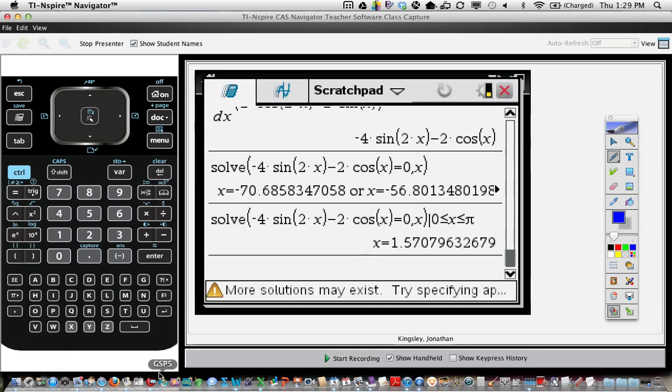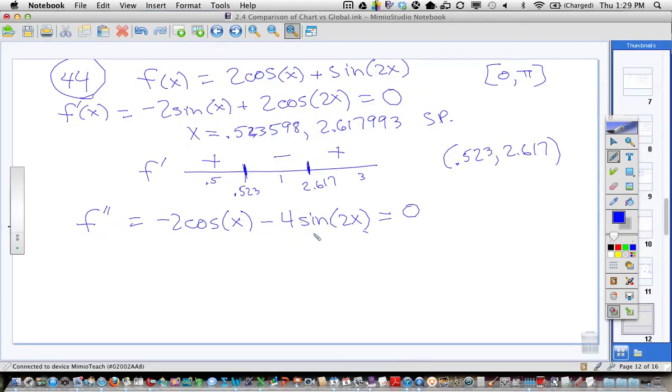Okay, so we only get one solution. That looks like pi halves, isn't it? I'm surprised it didn't give it to us. Is that 1.57? What was it? 1.5708, that's probably enough.